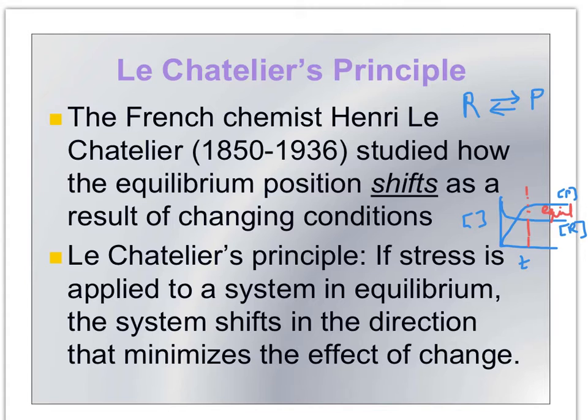Let's say that you stand up and you're at equilibrium, with your weight, and then somebody pushes you forward. What do you do? You lean backwards to shift your weight so that you overcome that stress. And so if I introduce more reactants, for example, it's going to shift to the right to use up those reactants. So it minimizes the effect of the change. So let's look at what kind of stresses can be applied and how the system reacts to that.